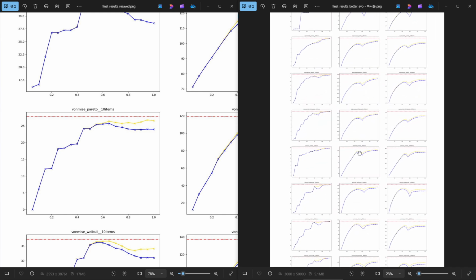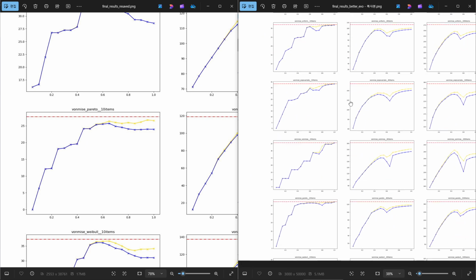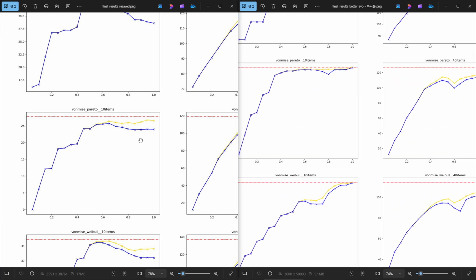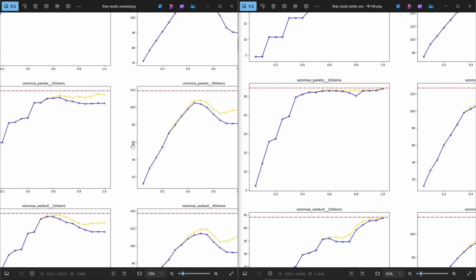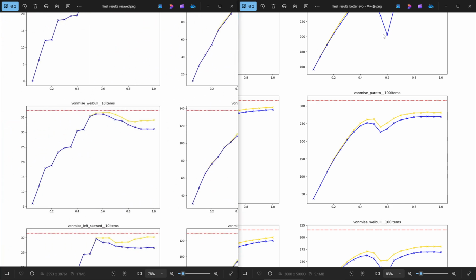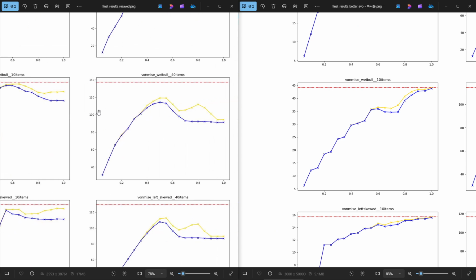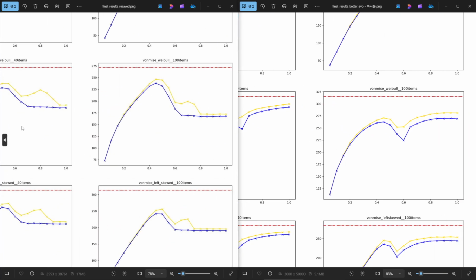Where are we? For Mesa Pareto. 40 items, 100 items. For Mesa label, 10 items. 40 items, 100 items.